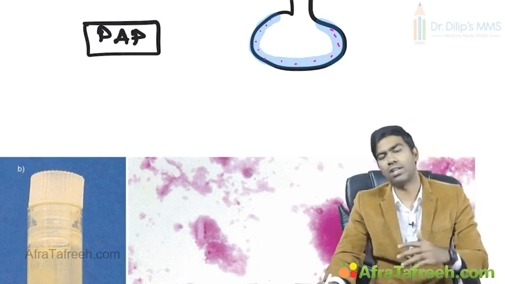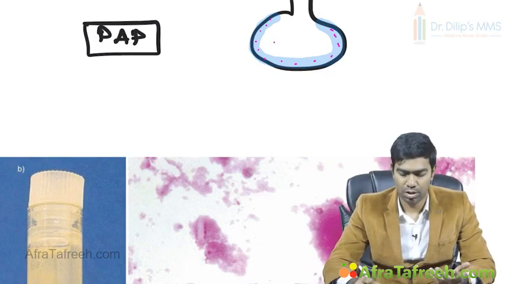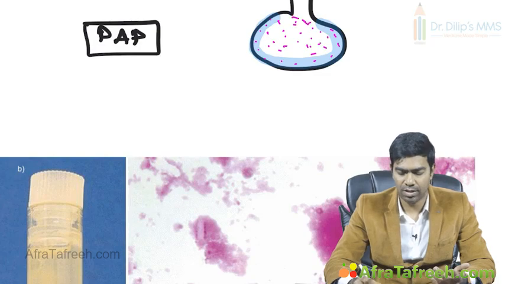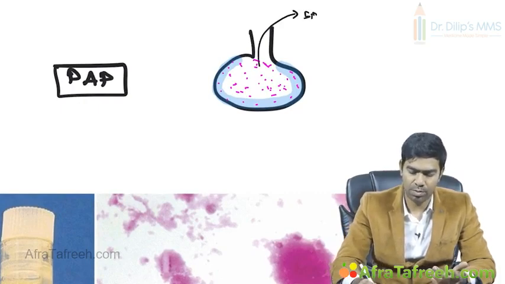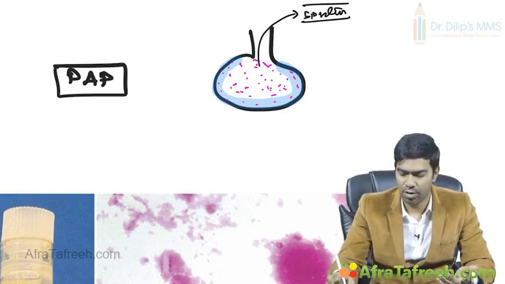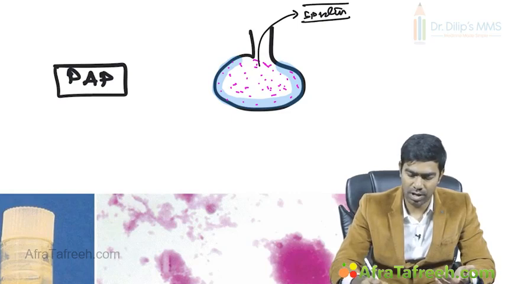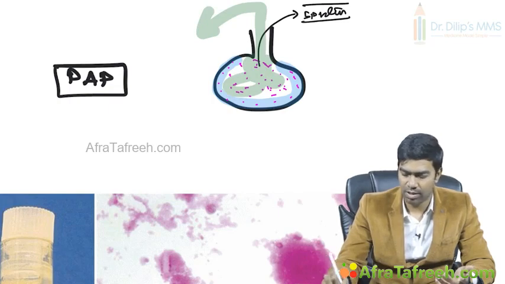Suppose the surfactant is produced in excess or the surfactant clearance is abnormal, then the entire alveoli will be filled with surfactant. And this is the key for the diagnosis, because when they produce sputum, the sputum also contains a lot of surfactant, or when you do a bronchoalveolar lavage and take the fluid out and look at it, it is also going to have this surfactant.